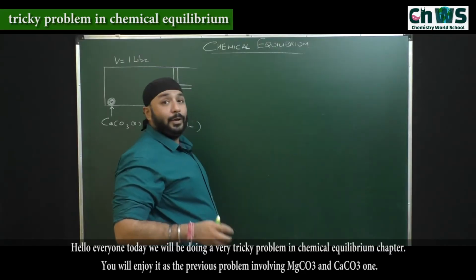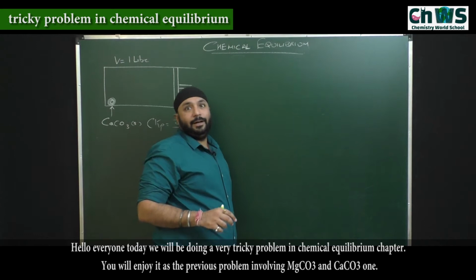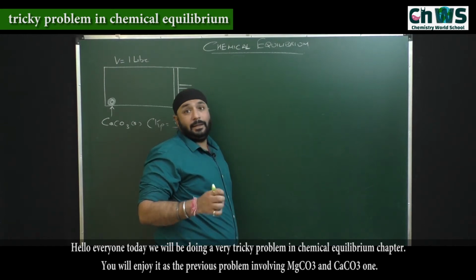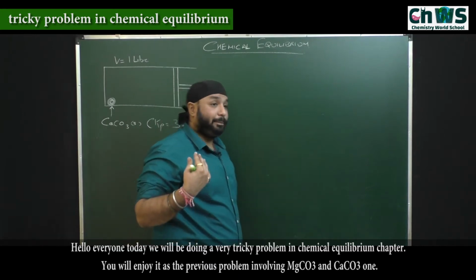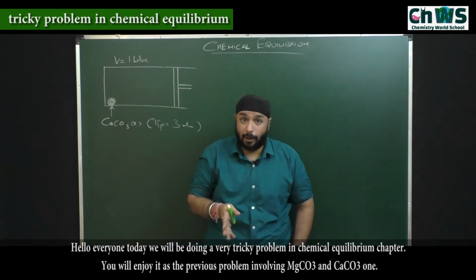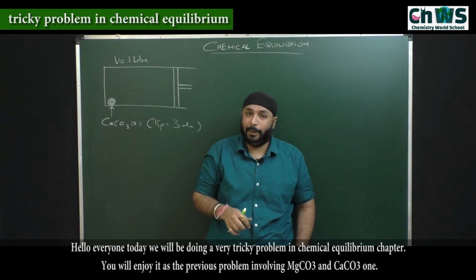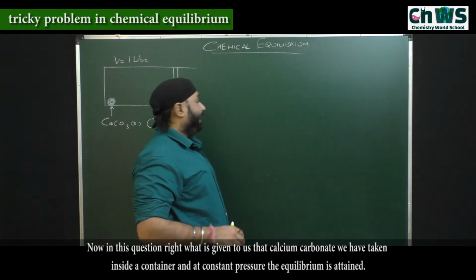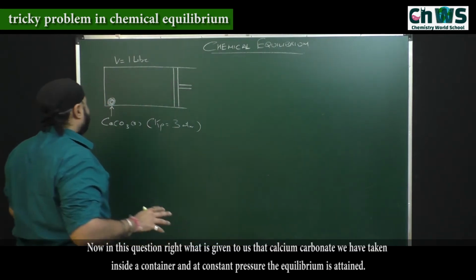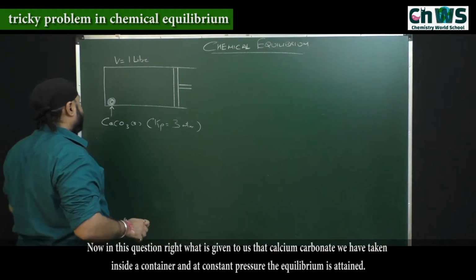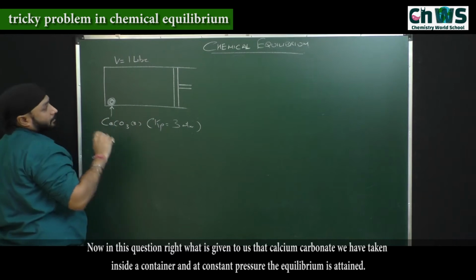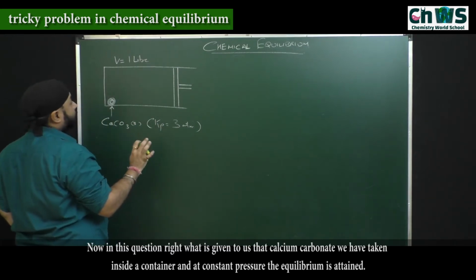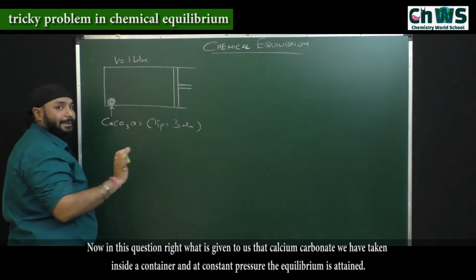Hello everyone. Today again we will be doing a very tricky problem in the chemical equilibrium chapter. You will again enjoy it like the previous problem which we have done involving MgCO3 and CaCO3, right? Now in this question, what is given to us is that calcium carbonate we have taken inside a container and at constant pressure the equilibrium is attained.